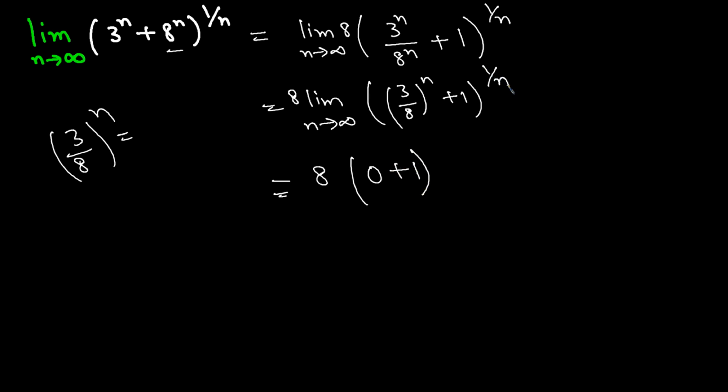and 1 over infinity, you know, is 0. So here we get 8 times 1 raised to the power 0. Something raised to the power 0 is always 1, so 8 times 1 is equal to 8. So in this kind of problem, always take the bigger number out. That way you're left with a fraction that is less than 1, and when you raise it to infinity, it will be equal to 0, as in this case.